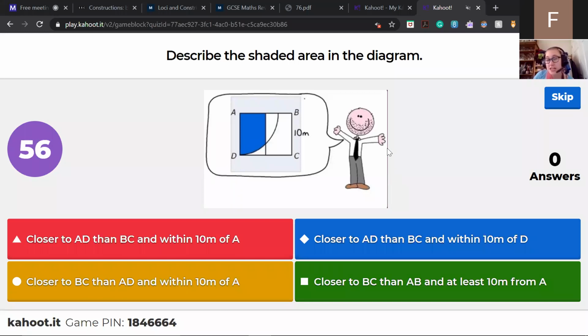Okay, similar looking diagram, but we don't have an angle bisector this time. We've got a perpendicular bisector. And the options are a bit trickier this time.